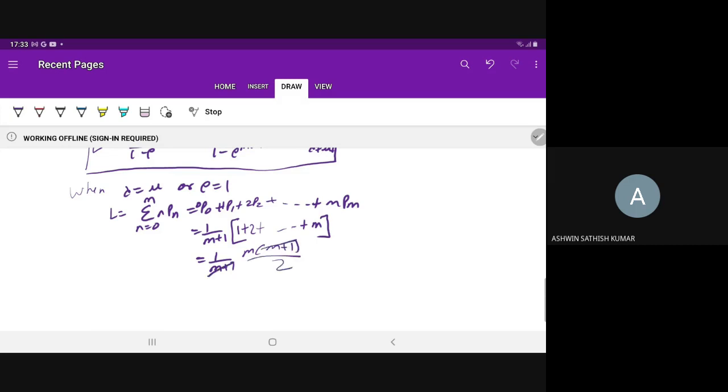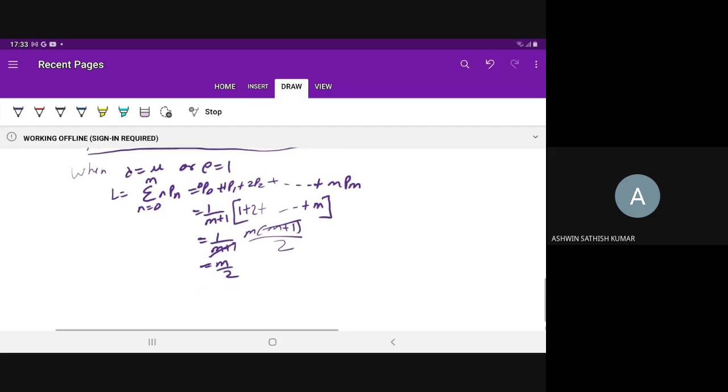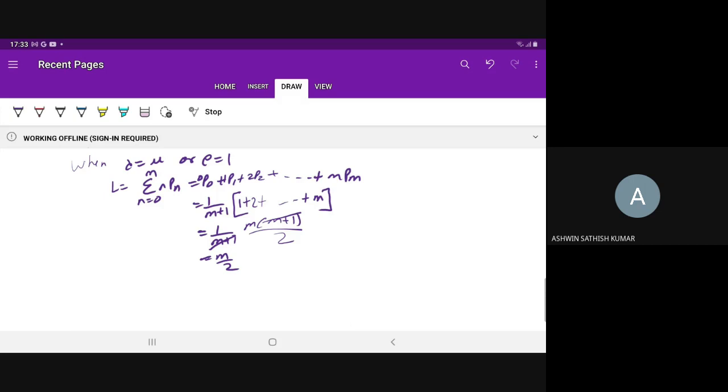So this m plus 1 and m plus 1 is cancelled out. So here we have m by 2. On an average, whatever the capacity size, half is filled with customers. If lambda is equal to mu, at that time the expected number of customers in the system is m by 2. In this way we can compute the expected number of customers in the system for the single server finite capacity model.